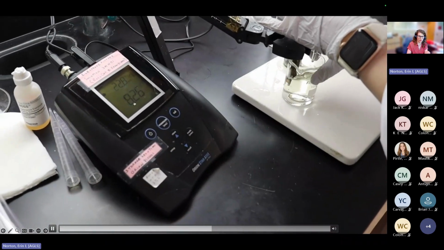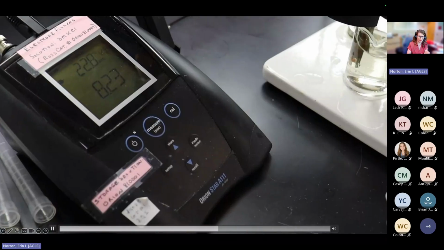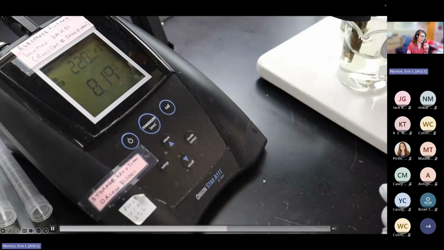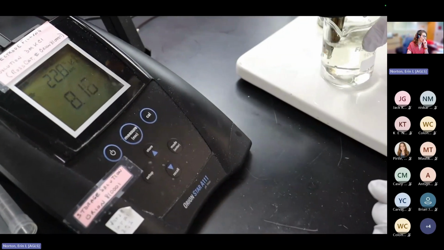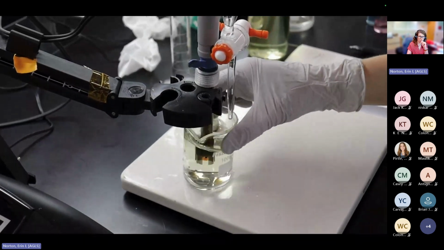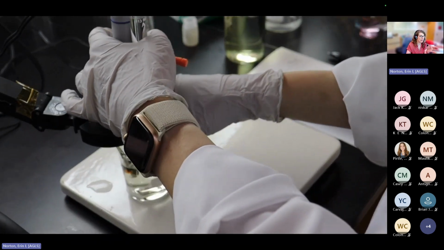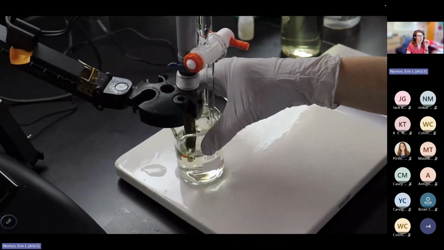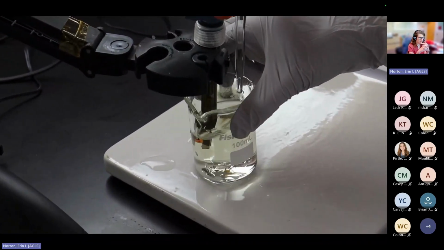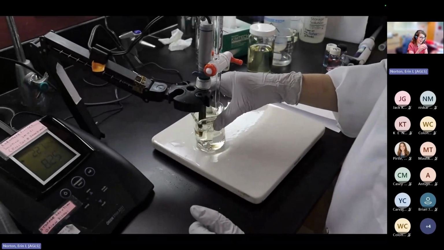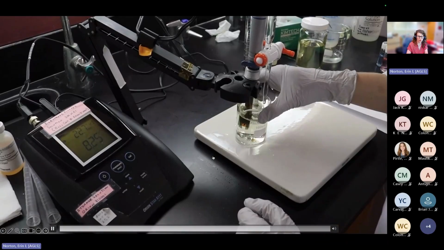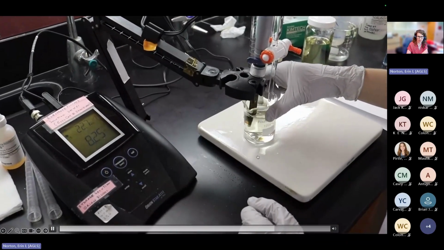I think we are there. Okay, so we're at about 8.2. We're going to let this stabilize. That's another important part. Make sure that you allow the measurement to stabilize, especially if you're using pH. Even if you're using a color indicator, make sure that the color remains for at least 15 seconds before you write that down as your final volume.